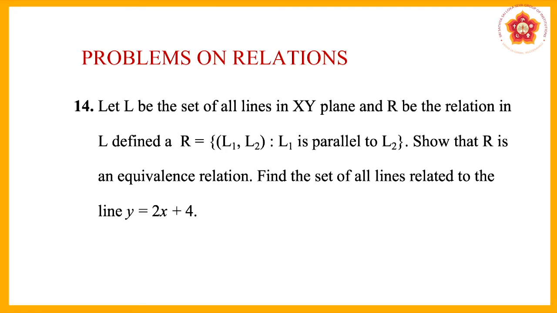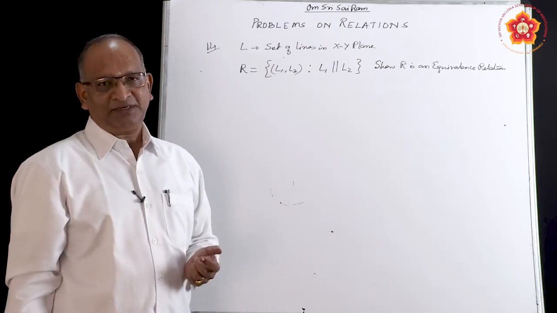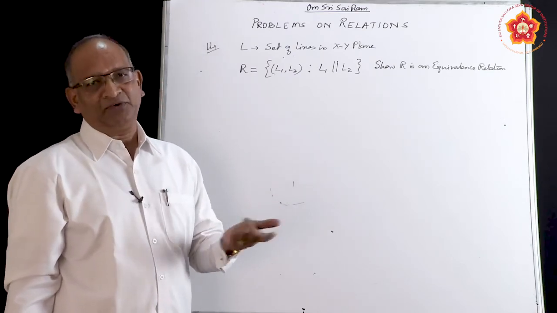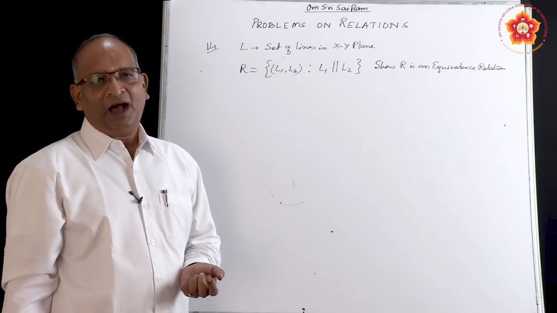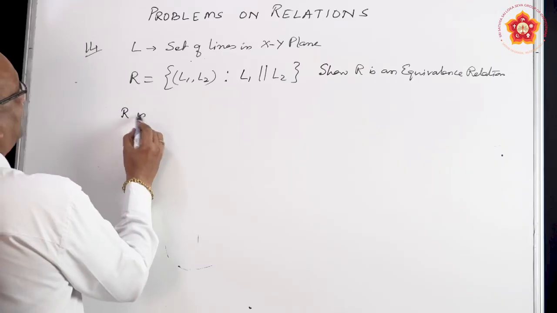This is the relation. He says, show that R is an equivalence relation. This is the first part of the problem, and then we will go to the second part. First, let us do the first part. How do you say that this relation is an equivalence relation? If you are able to prove that it is reflexive, symmetric and transitive, we can conclude that this relation R is an equivalence relation.